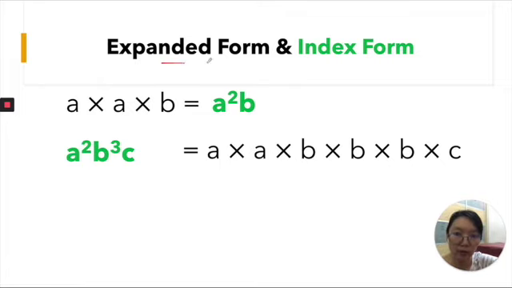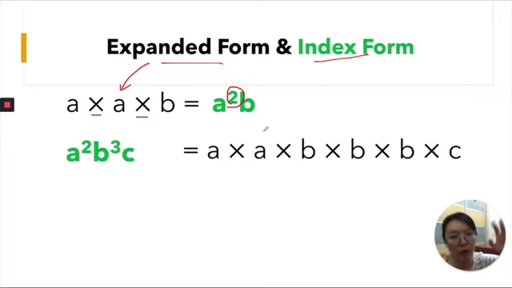Expanded form: we have multiply in between, the longer one. Index form: we have this square, a very simple, very short one. So the very long one, we call it expanded form. We expand it by using multiply in between. Index form, we throw away all the multiply and left only the important ones. So this is called index form.